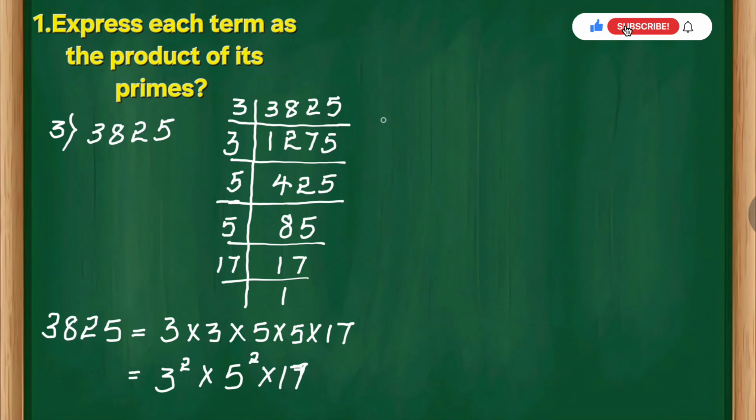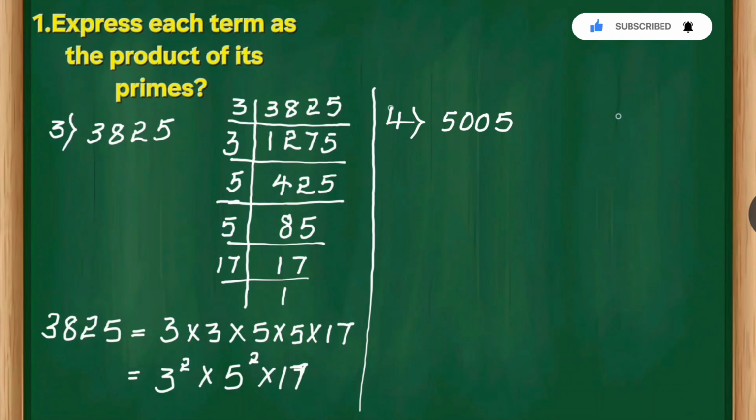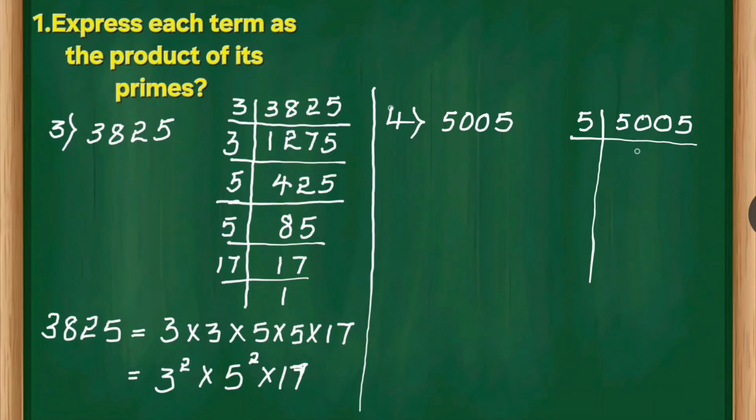Now let us solve the fourth question from exercise 1.1 question number 1. So the fourth question is 5005. By looking at this we can say that it can only be divided by 5. So 5005 can be divided by 5. By dividing it by 5 we get 1001.